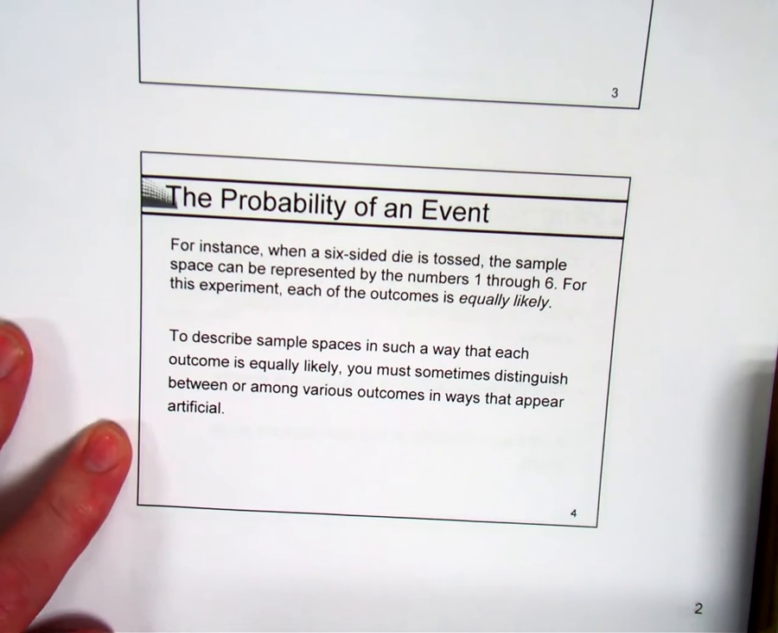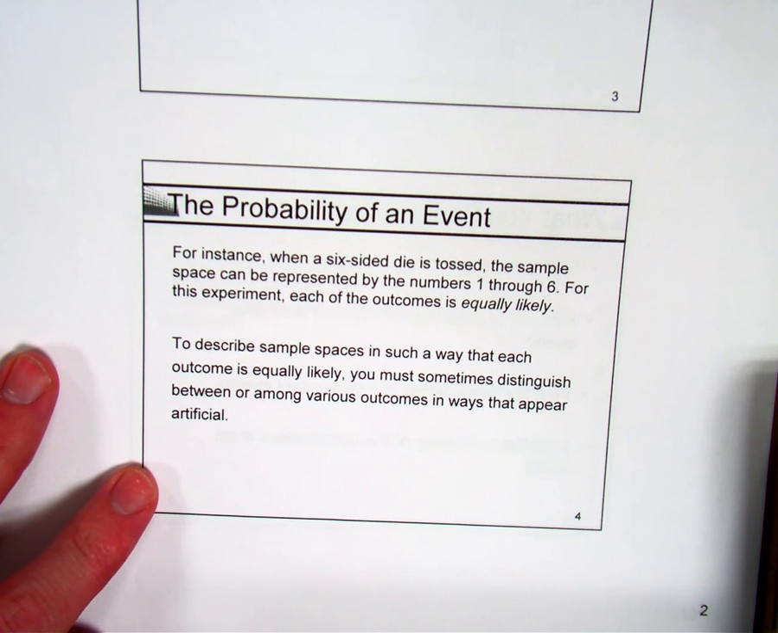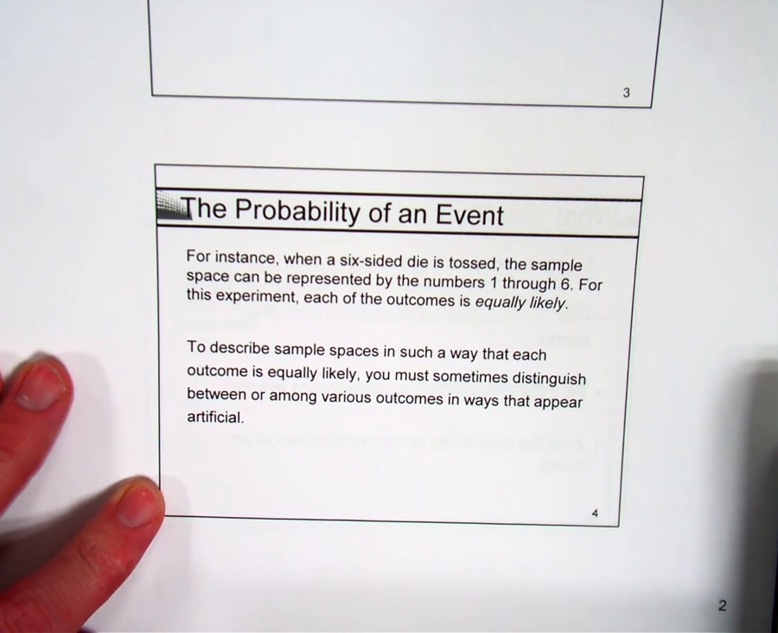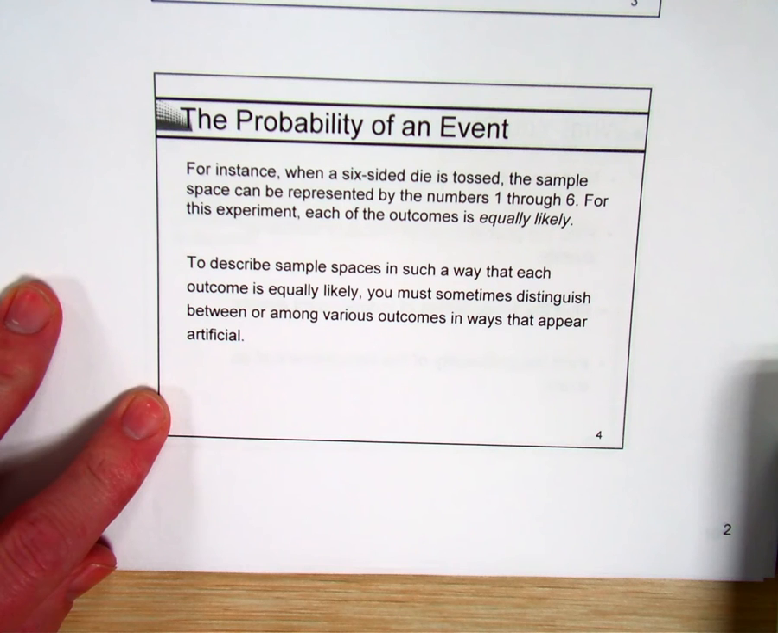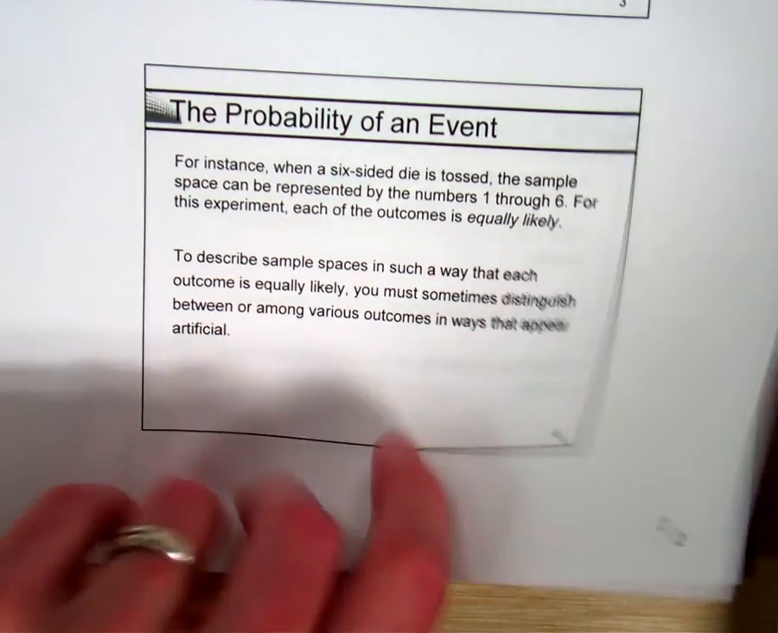The probability of an event. For instance, when a six-sided die is tossed, the sample space can be represented by the numbers 1 through 6. For this experiment, each of the outcomes is equally likely. Okay? 1, 2, 3, 4, 5, 6 all have the same chance of coming up. To describe sample spaces in such a way that each outcome is equally likely, you must sometimes distinguish between or among various outcomes in ways that appear artificial.